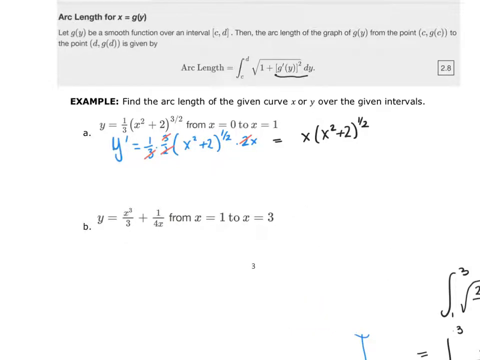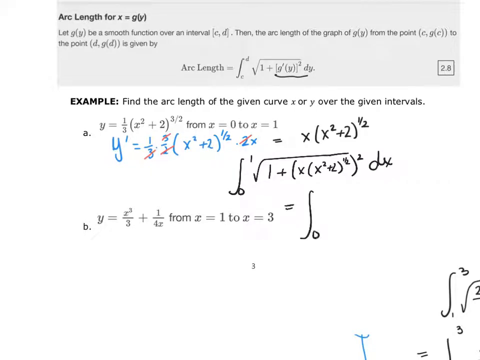Erase this so I can give myself some space. And so I'm going to integrate between 0 and 1 of the square root of 1 plus (x squared plus 2) raised to the 1/2, squared, dx. So the integral from 0 to 1 of the square root of 1 plus, and then I'm going to distribute the squared here and then also onto here.